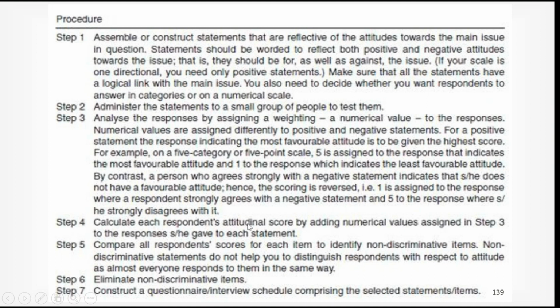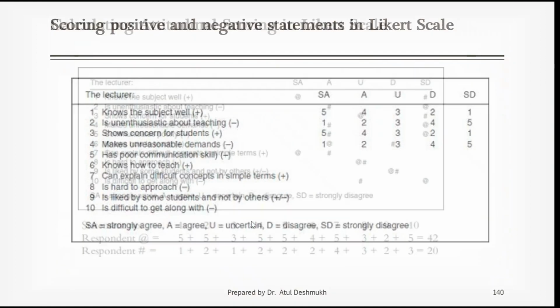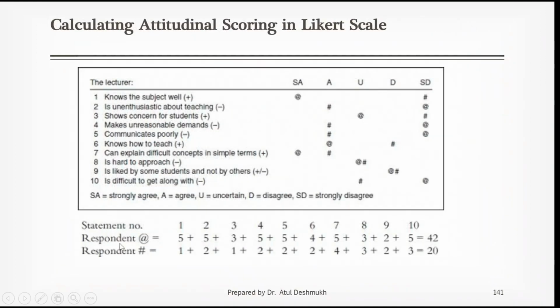Now step number 4. So now here we have two participants. So respondent number this and respondent number this. The first is respondent at, and the second sign is, what exactly I don't know, the hash. You can say hashtag. So respondent at and respondent hashtag. Okay. So we have two respondents. Now they will mark it. I have given them the questionnaire and they are marking the responses on this 5-point scale.